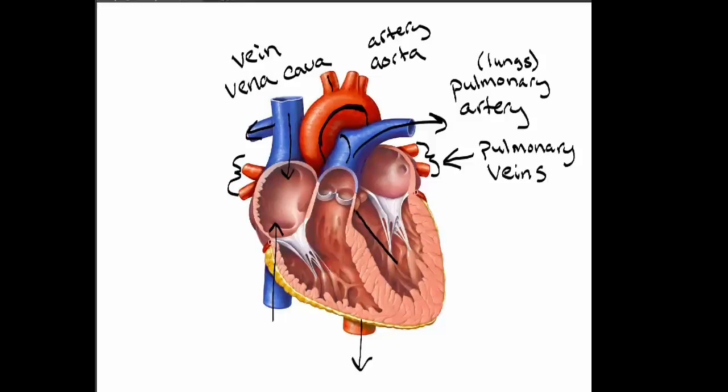And then it will split into different directions. It takes blood over to your arms, up to your head, and then down here it would take blood to your legs and all the way down your torso to places like your liver and your kidneys.